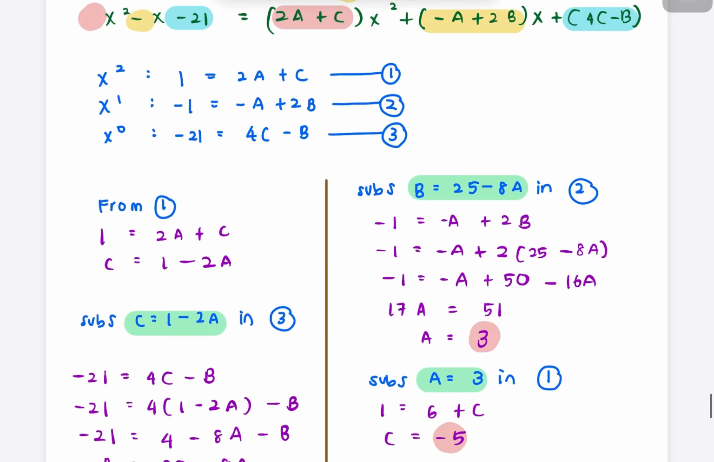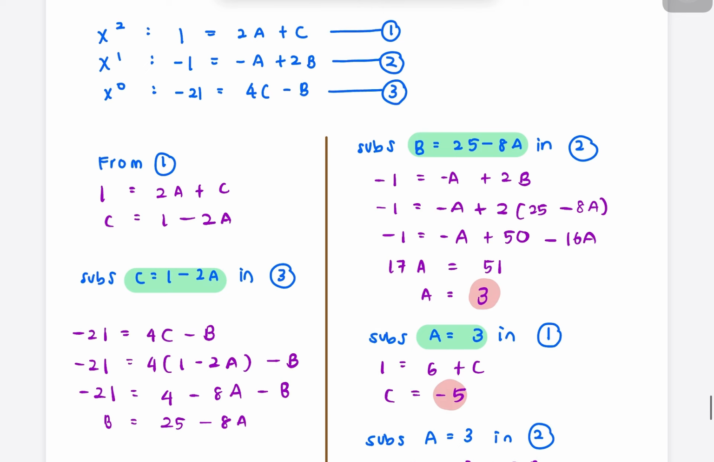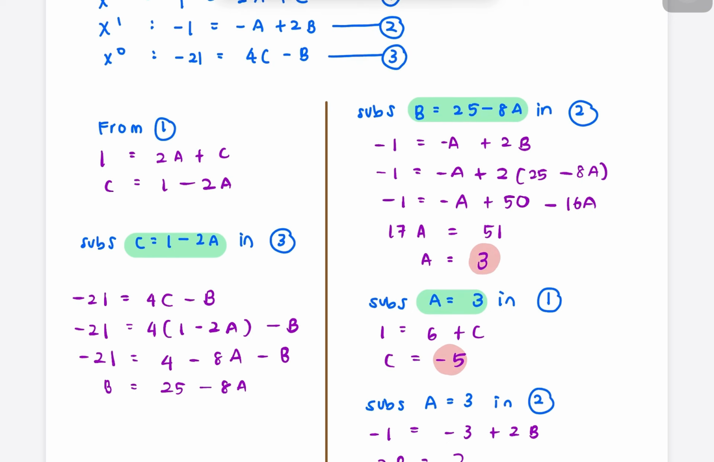Okay. So this one just use simultaneous equation. And then after you substitute into the second equation, this is your B just now, equal to 25 minus 8A. So left only with the unknown A. So you can find A, which is 3. Once you find A, you can find C from the first equation just now. So 1 minus 2 times 3 is 6. So C will be negative 5.